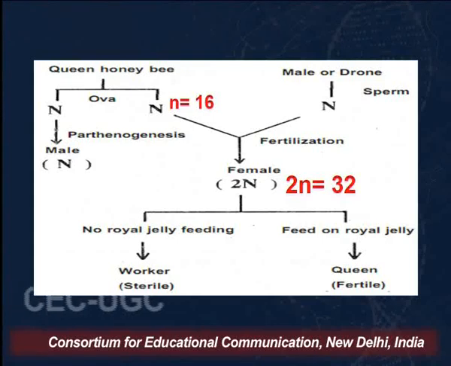If we look at the screens, viewers, you will find that the queen honeybee would have, as a result of meiosis, the haploid gametic number of 16.